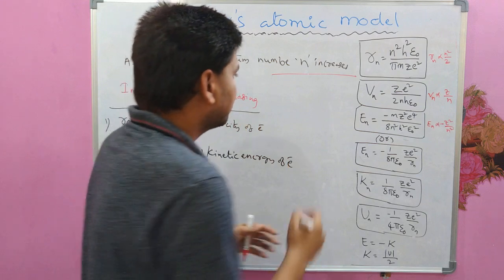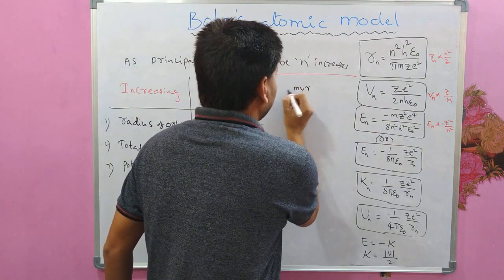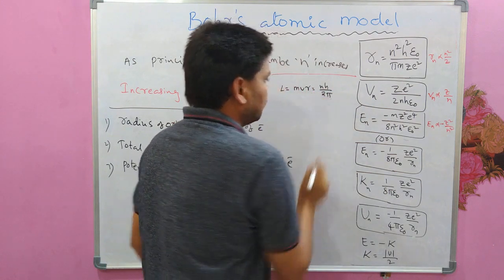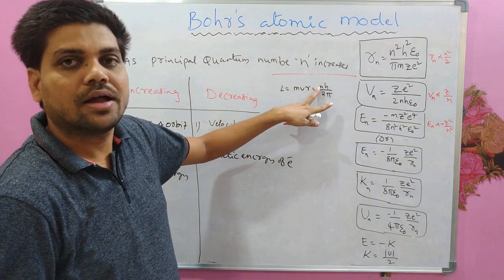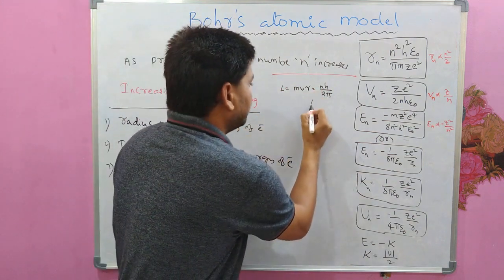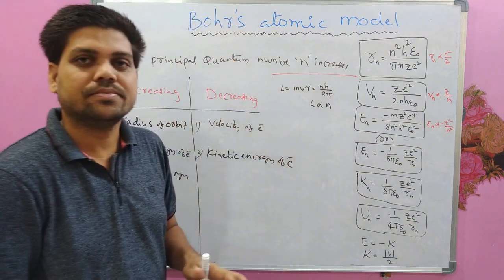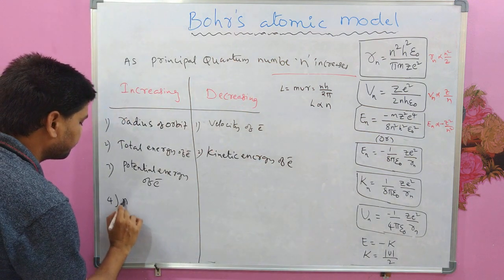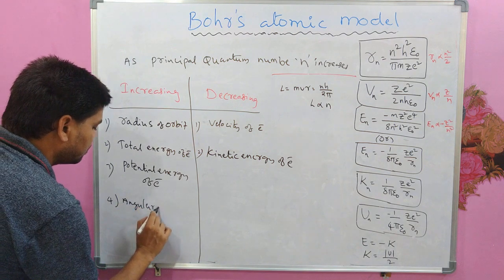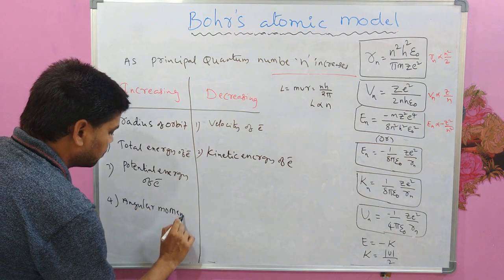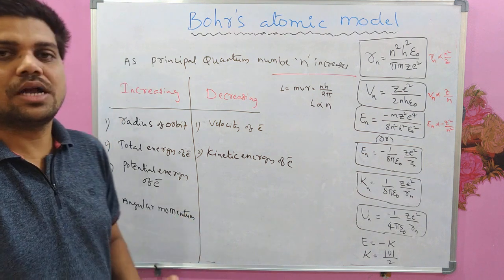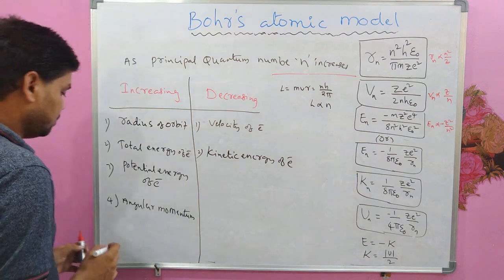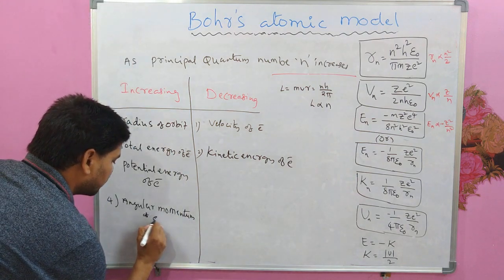There is one more important thing which we can write using these formulas. We know that the angular momentum of the electron is nh by 2 pi, which again depends on the n value, proportional to n. The angular momentum should also increase with an increase in n. Angular momentum of the electron should also increase, right?